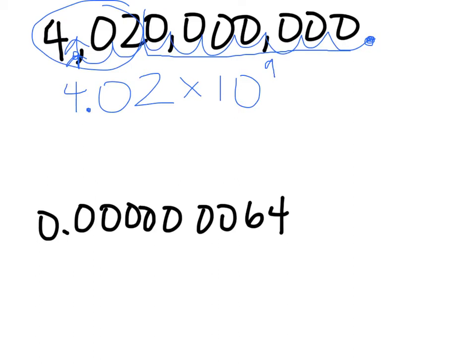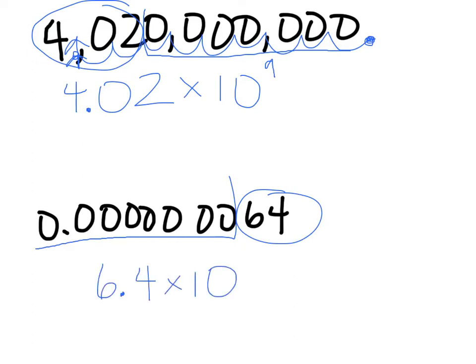Okay, now if it's a really small number, 0.000 something, I'm going to do the opposite. I'm going to start at this end. I'm going to say 0.00000, and this is how many zeros I have. And then I look at what's left over, and I'm going to write that as the factor part. So again, I can't write 64. I can't write 0.64. I have to write 6.4. It's going to be a power of 10. Since it's a really small number, I know it's going to be a negative exponent.